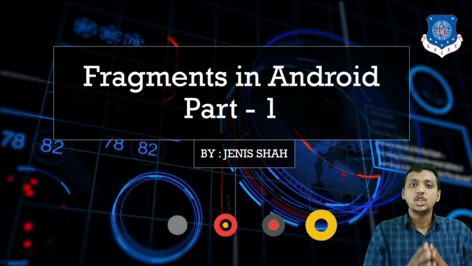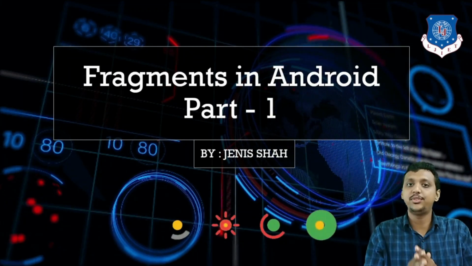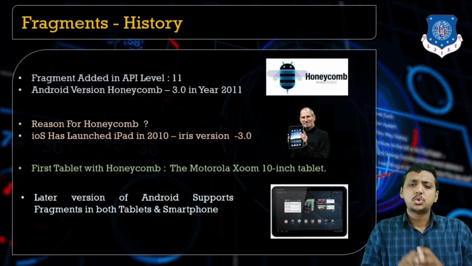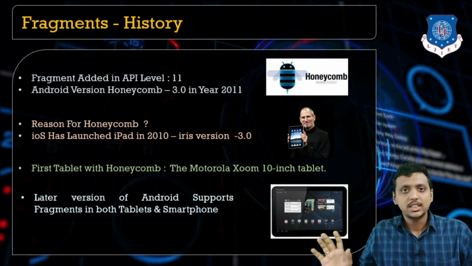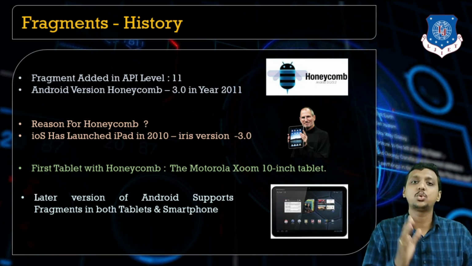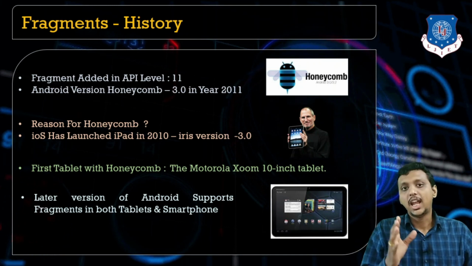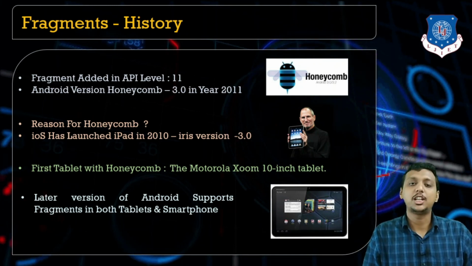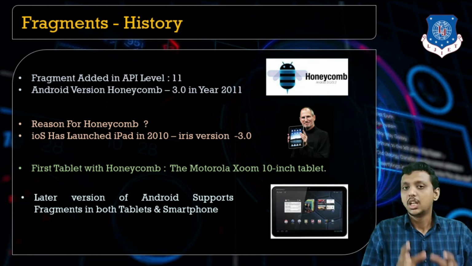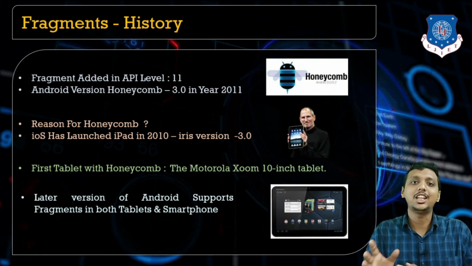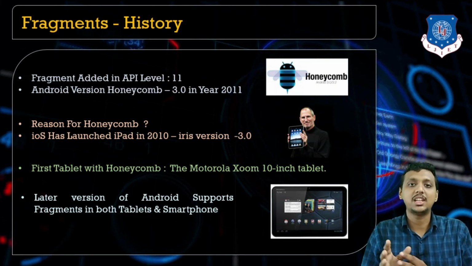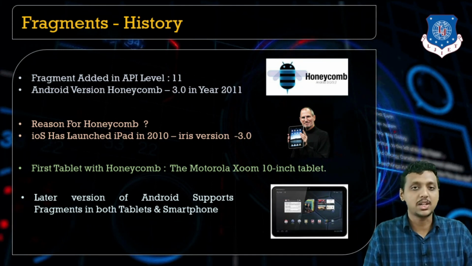So let's begin to understand the history of fragments. Students, as you can see here, the fragment was first introduced in the year 2011. At the time, the Android version was 3.0 and the API version was 11. It is also known as Honeycomb. So Fragment was introduced in 2011 when Android released its version Honeycomb.